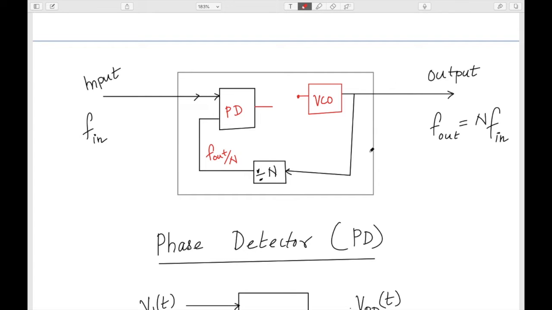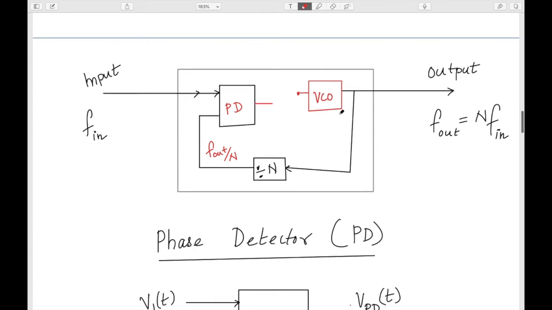Now the question arises: why at all then do we need a PLL? We can just identify the voltage for which the VCO is generating that particular frequency, and that's it, right? So this is a question. Of course, this is a very valid question. I'll come back to this question after discussing a little bit about the characteristics of the VCO.